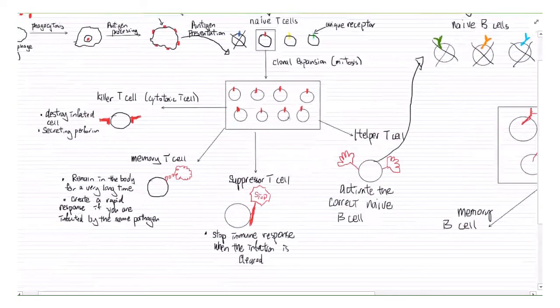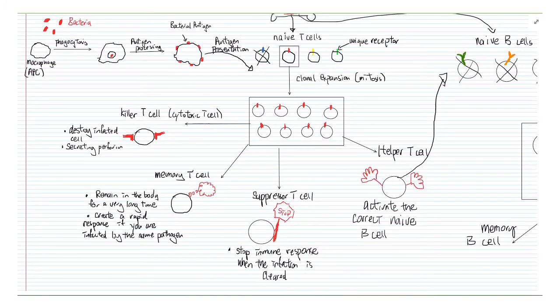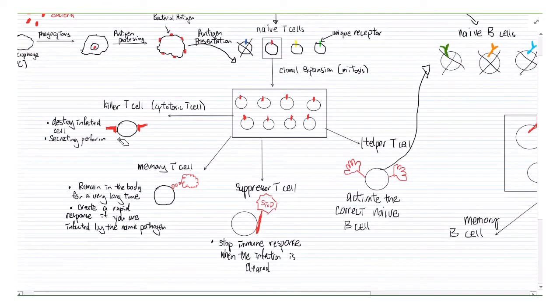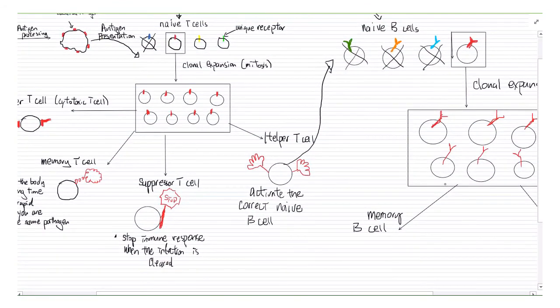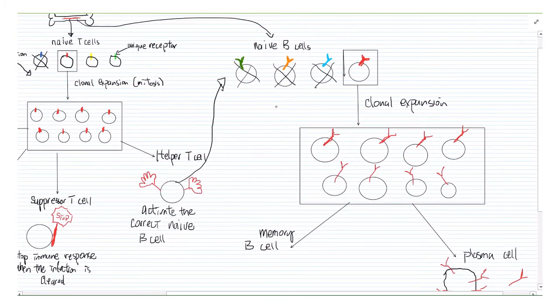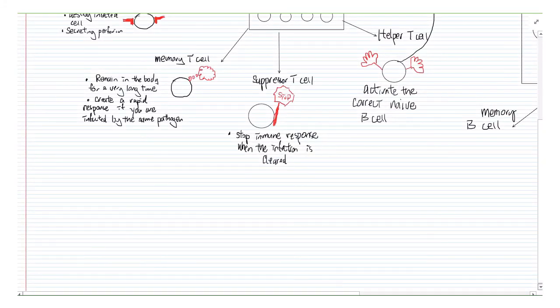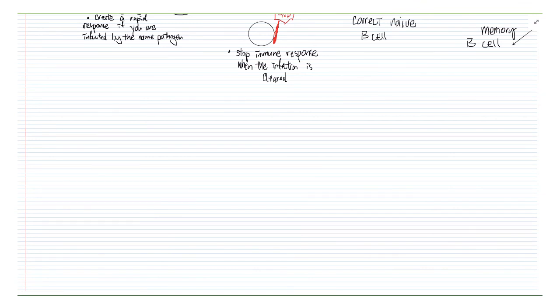So a couple other things that I want to add to the diagram. The cells that the naive T cells can become, the killer T cells, memory T cells, suppressor T cells, and helper T cells, are called effector cells. So there are four different types of effectors for naive T cells, and there are two types of effectors for naive B cells. Let me quickly summarize it for you down here.